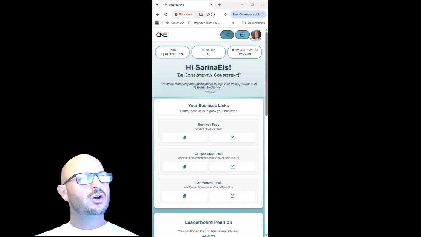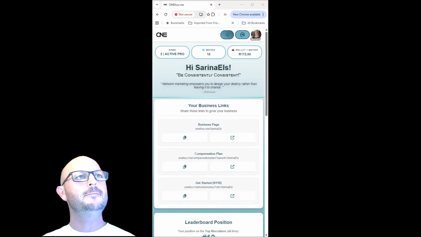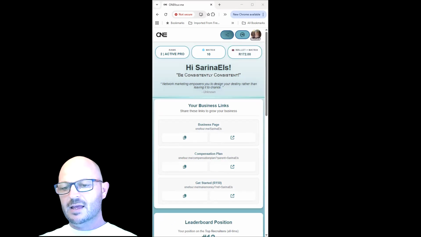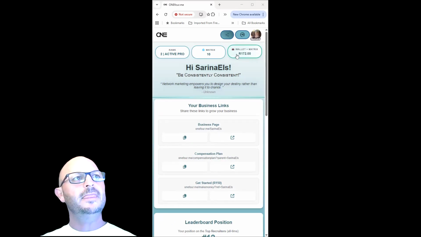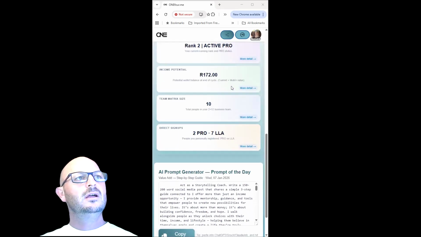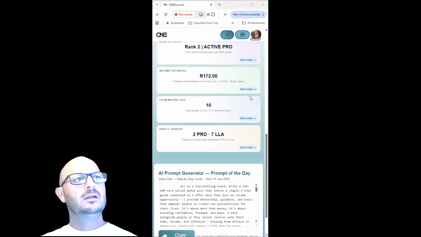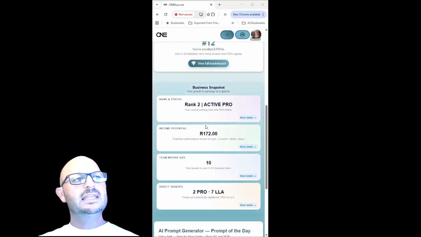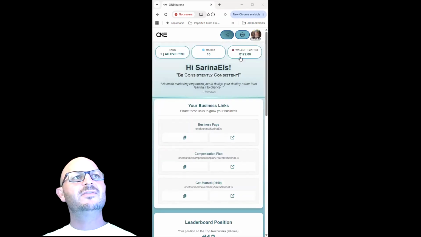Okay, let's get started. Here we can see in this back end, right on the top right hand corner, you will see that there is a wallet little block over there. And as you scroll down, you will see there is another wallet block also more down in your business snapshot section. You will see that that amount shows 172 Rand.